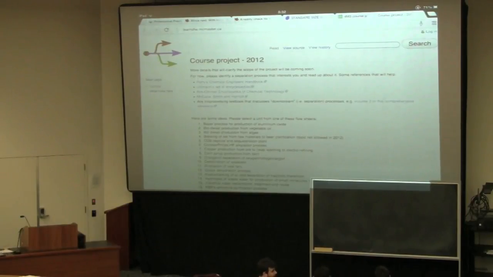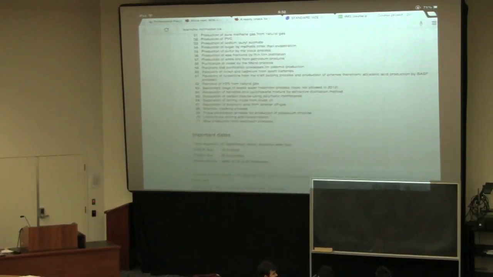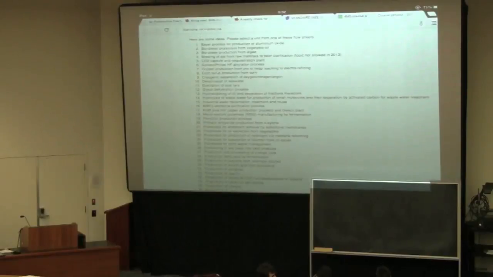There are about 70 different project areas that we identified. These are all from previous years that students have worked on. So you pick that flow sheet, and there may be one unit operation that really stands out that interests you, and that's the unit operation that you and your group member will write a report on.